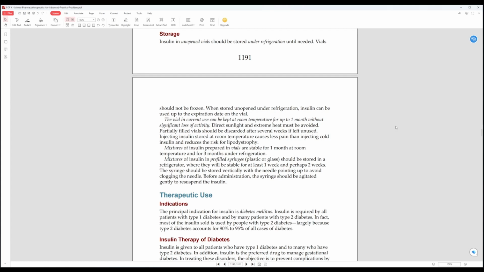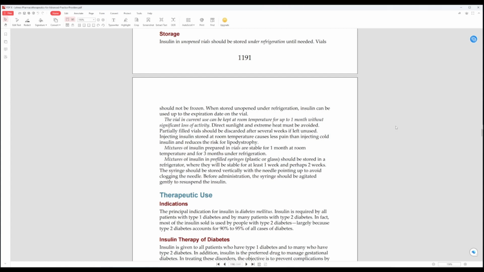Storage of insulin. Insulin in unopened vials should be stored under refrigeration until needed. Vials should not be frozen. When stored unopened under refrigeration, insulin can be used up to the expiration date on the vial. Vials in current use can be kept at room temperature for up to 1 month without significant loss of activity. However, direct sunlight and extreme heat must be avoided. Partially filled vials should be discarded after several weeks if left unused.